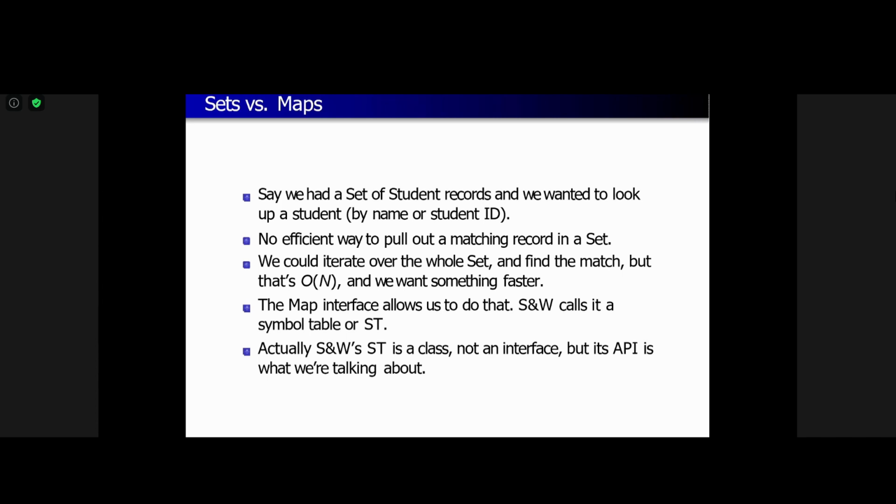So we would like to have a better way, and that's what the map interface allows us to do. And it's also exactly what the authors call a symbol table. Okay, so we have a map interface, whereas in the book we have ST as a class. But here, what we're talking about is the API of that class. And they do write it down as an API as well.